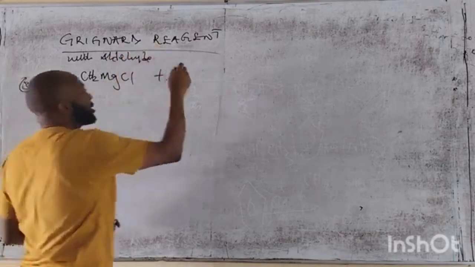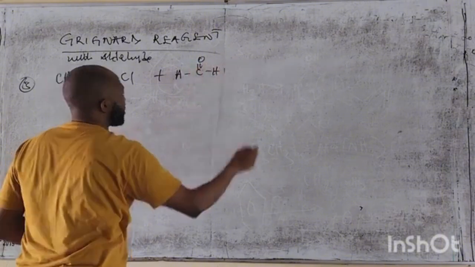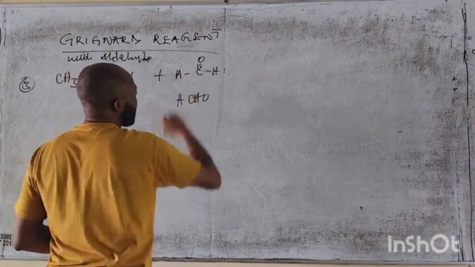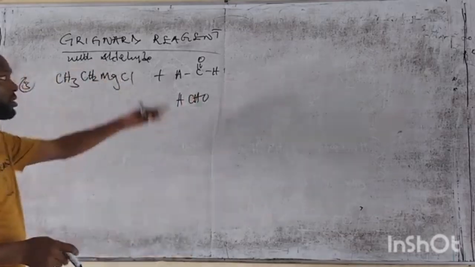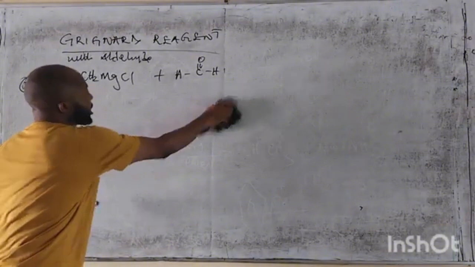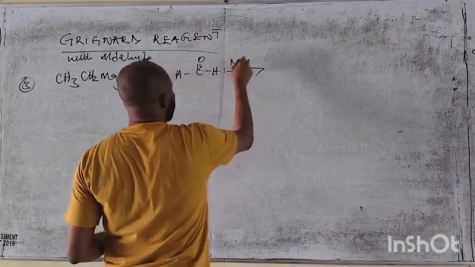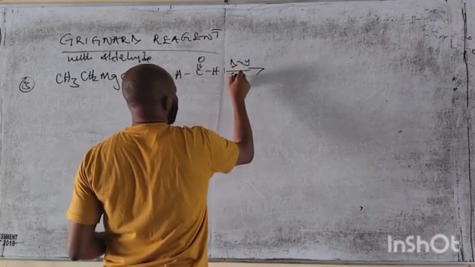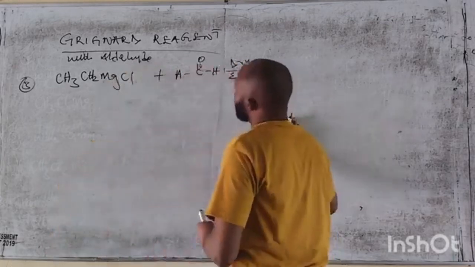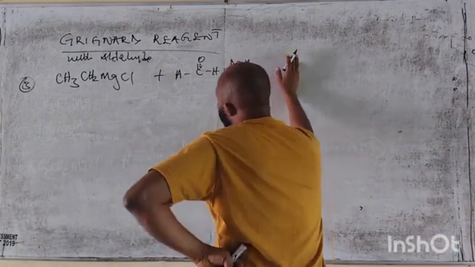Plus the aldehyde here is H, hydrogen. That is HCHO. This is it. That is methanal. So, in the presence of dry ether, I'm going to get, very important, I will show us the mechanism. How do we get that? But for now, let's see what we do.